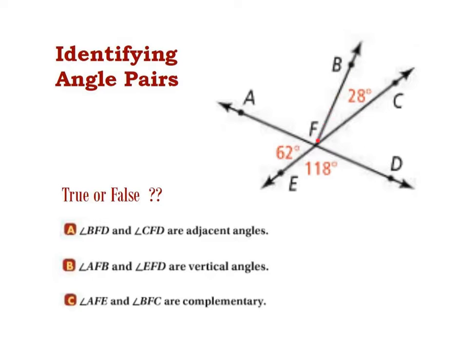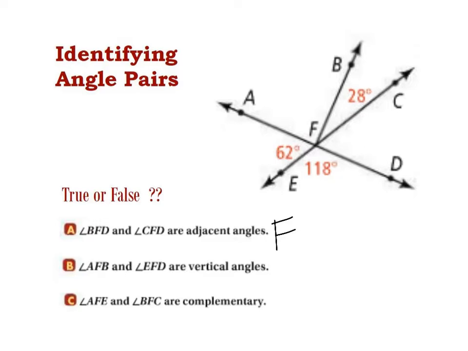Well, here's the thing. These two are not considered adjacent because CFD is kind of a part of the original angle they gave us, the BFD angle. So like this little angle, CFD and BFC would have worked, yes, but not this one, not here, because that's caught up inside of the other angle. All right, so I'd say false on that.